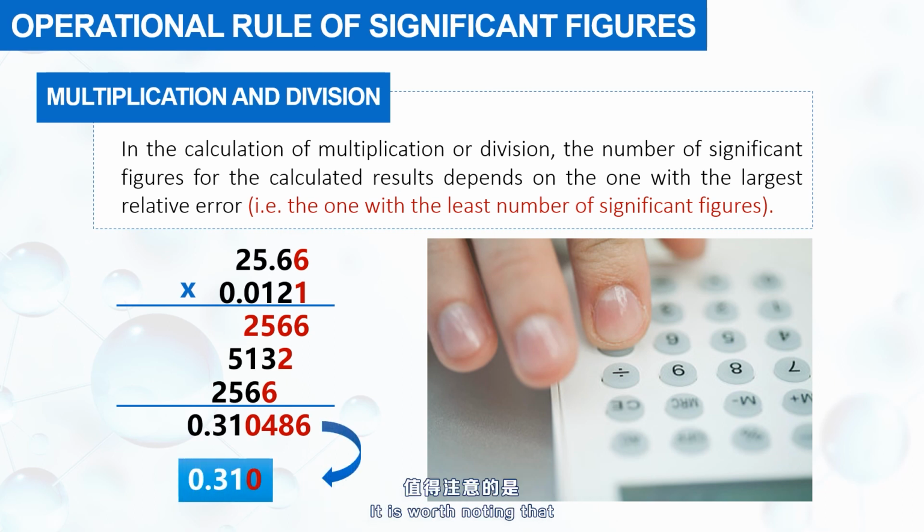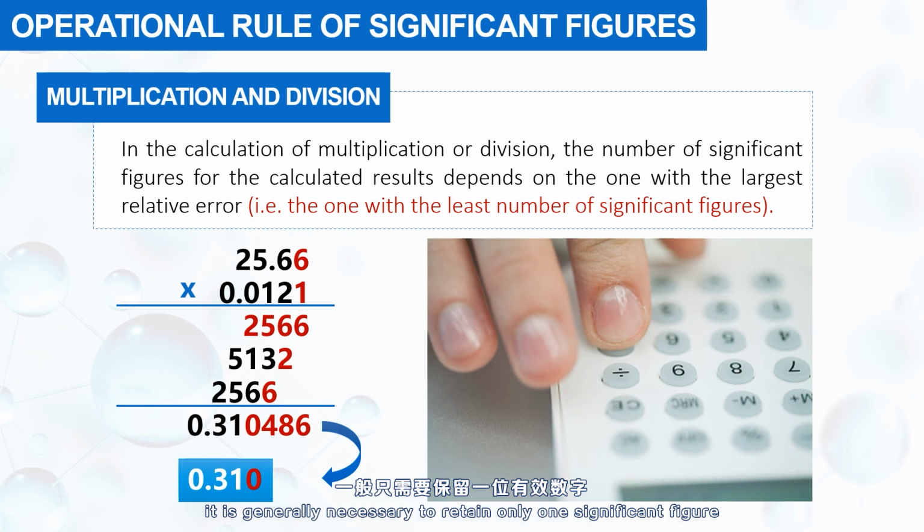0.310. It is worth noting that for the calculation of errors and deviations, it is generally necessary to retain only one significant figure, and the excessive number of digits is meaningless. All errors should be rounded up.